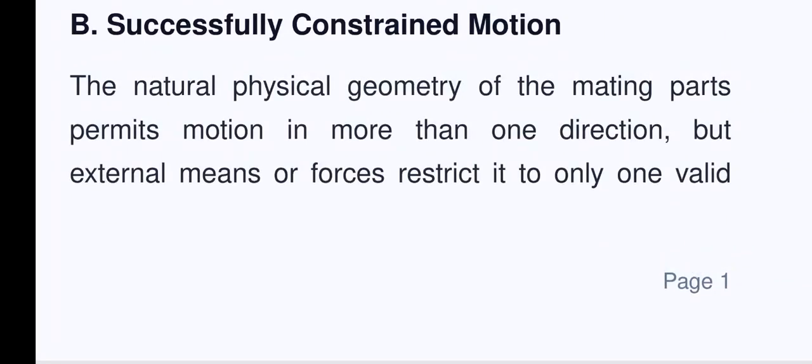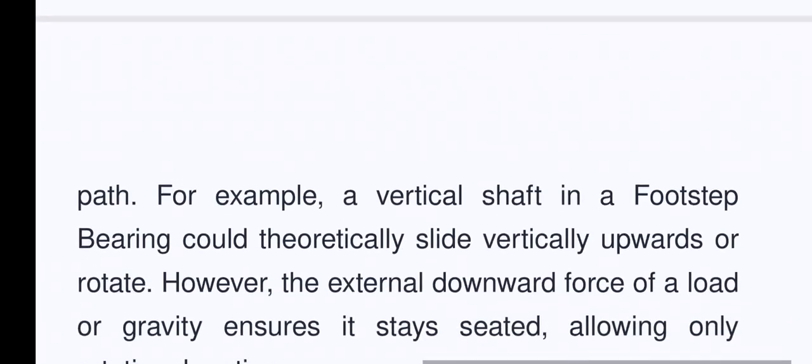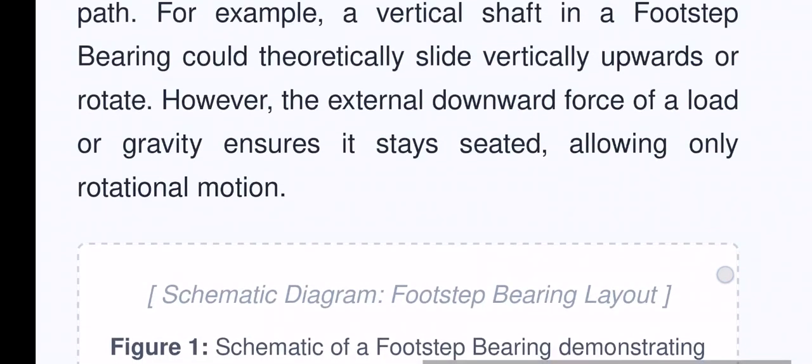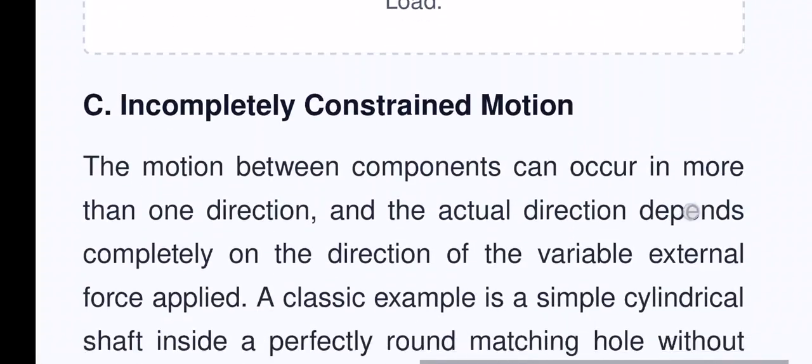Successfully constrained motion: the natural physical geometry of the mating parts permits motion in more than one direction, but external forces restrict it to only one valid path. For example, a vertical shaft in a footstep bearing could theoretically slide vertically upwards or rotate. However, the external downward force of a load or gravity ensures it stays seated, allowing only rotational motion.